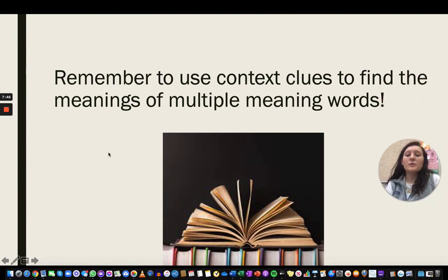Again, remember to use context clues, and if there's pictures available, use those as well to help you find the meanings of multiple meaning words. And that is our lesson for today.